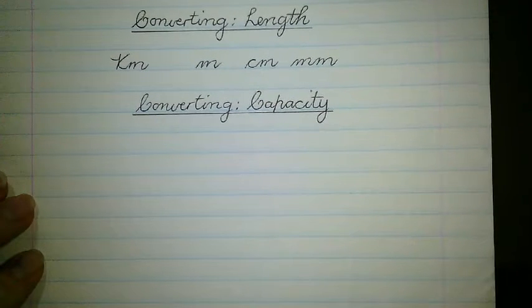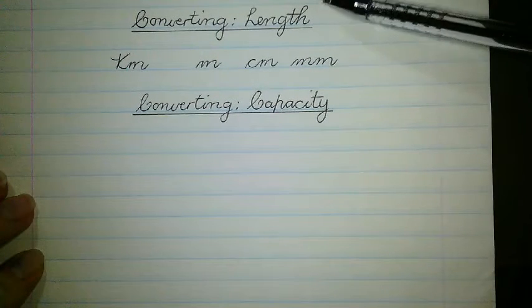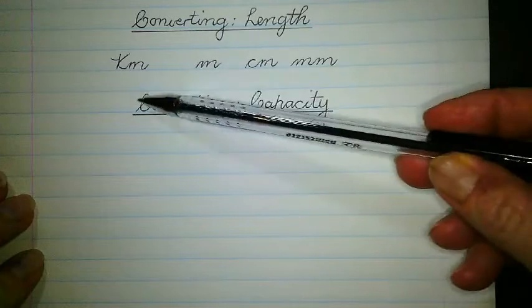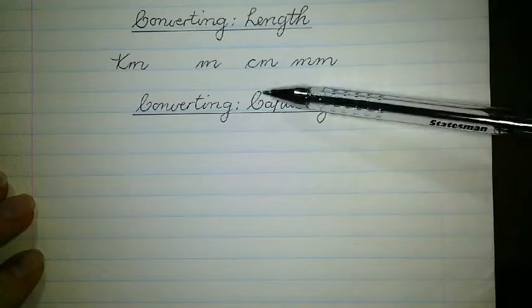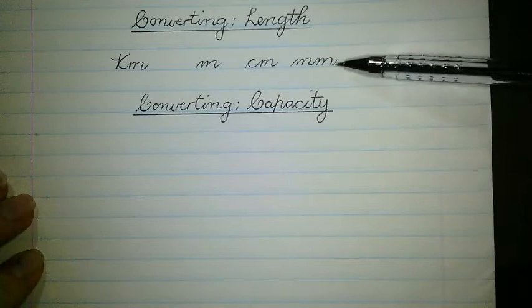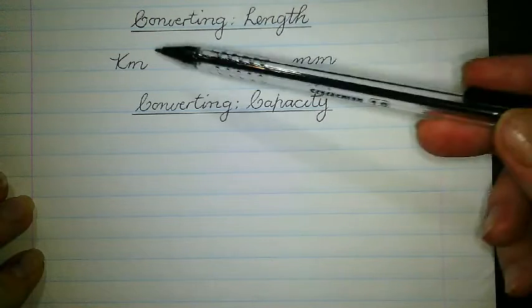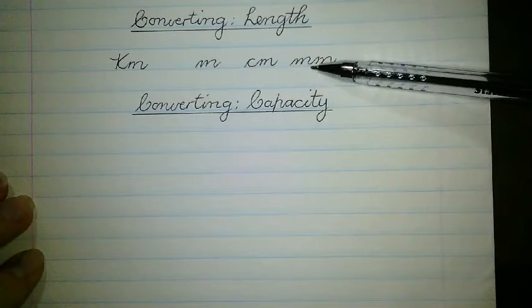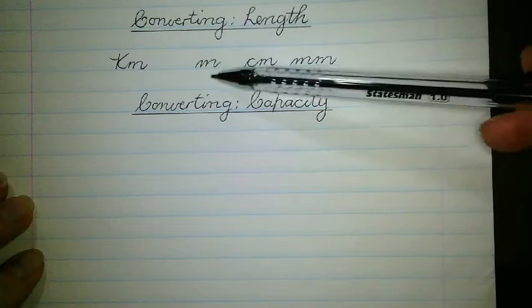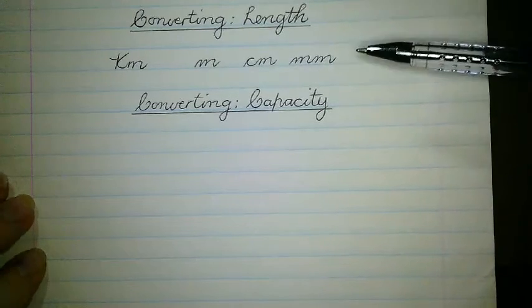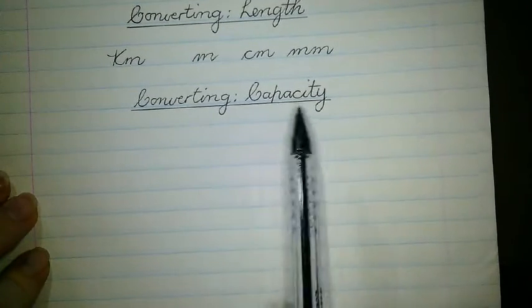When we did the converting of the length, we used the units kilometers, meters, centimeters and millimeters. Now I showed you how to use the columns or the table to do these units and then convert easier from the one to the other one. Now we're going to move on to the converting of the capacity.